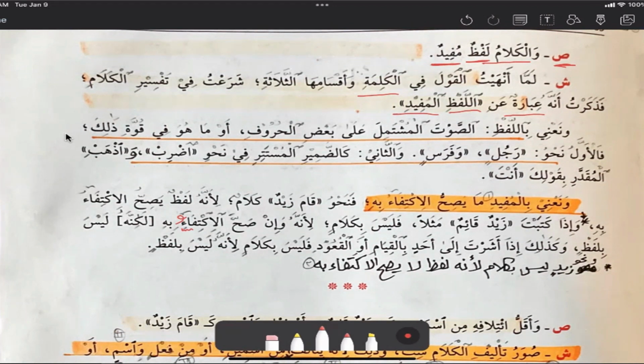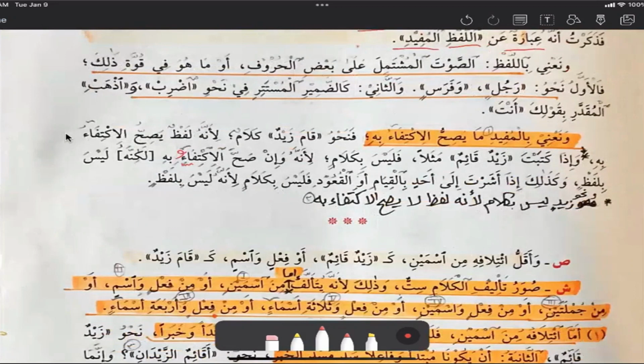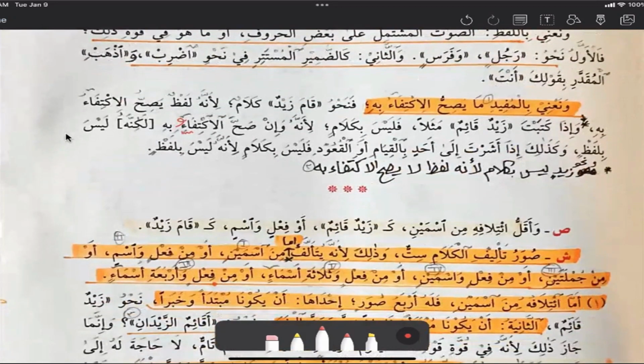And the expression Zayd, merely Zayd, that's a man's name, that's not speech, because it's not a pronunciation that is valid to suffice with. If you were to pronounce it, it's not valid to suffice with, because it's not informative to just say Zayd.